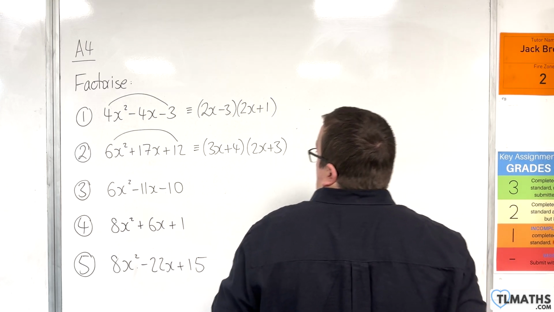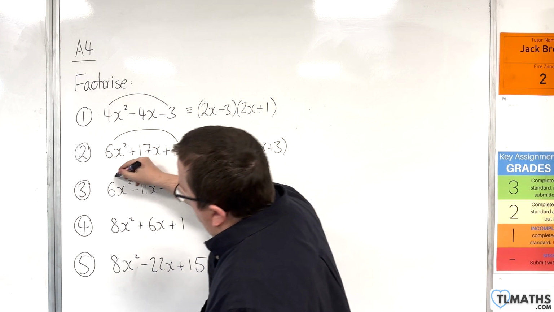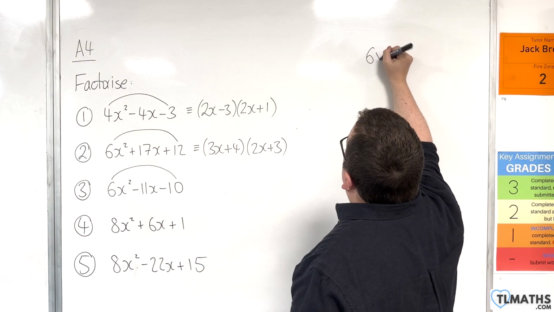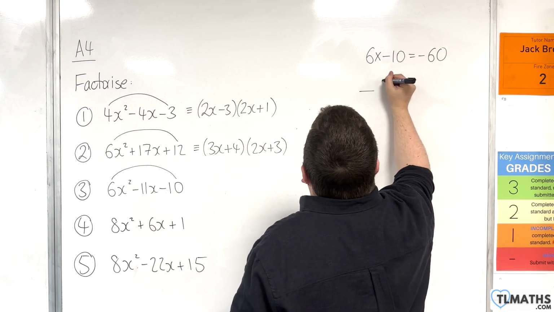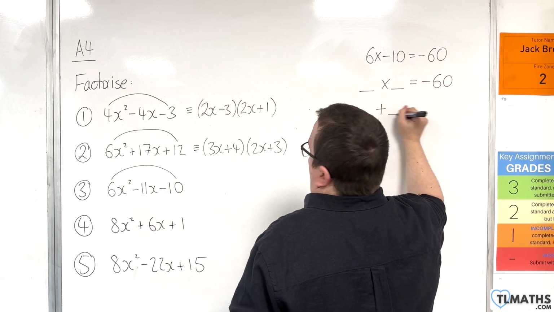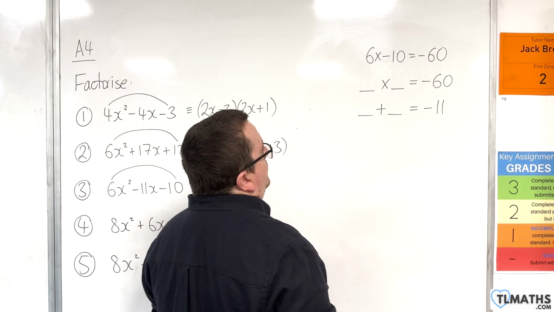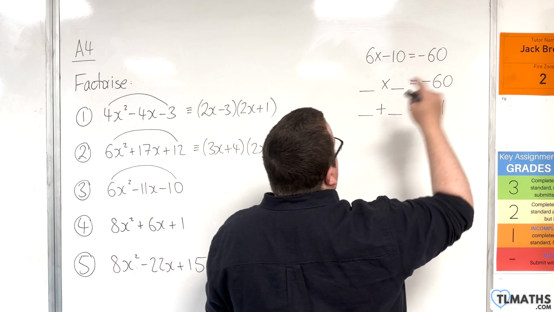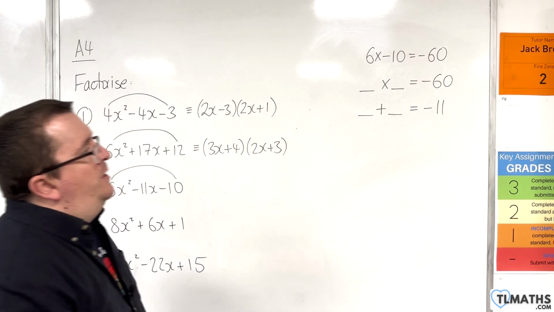Right then, number 3. 6x squared take away 11x take away 10. So first of all, multiply the 6 by the minus 10. So that's minus 60. So we want to multiply two numbers together to make minus 60, but add together to make minus 11. Okay, so one will have to be positive, the other negative to make minus 60.